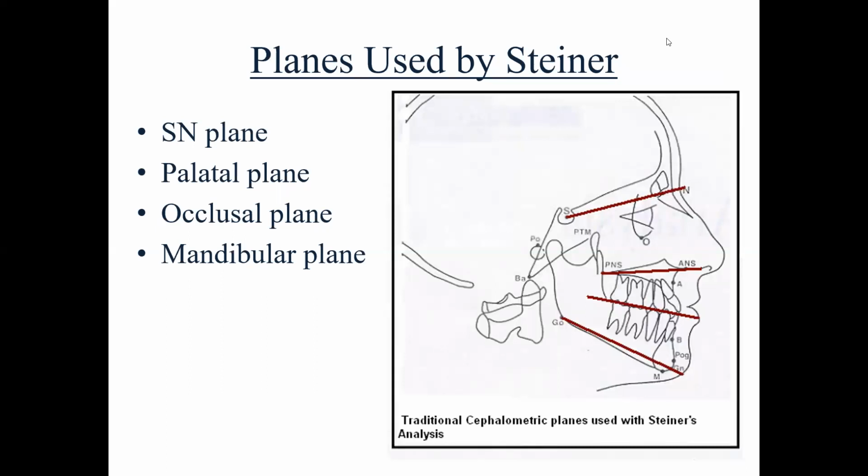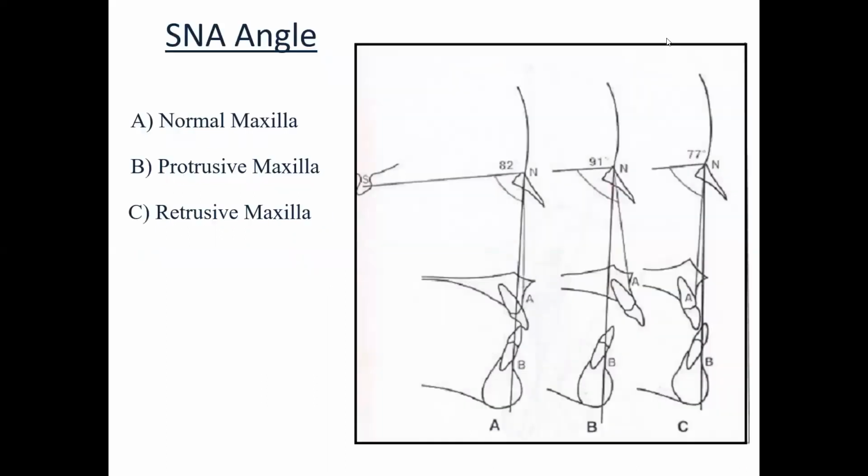These are the planes used by Steiner in Steiner's analysis. There are four planes: SN plane, palatal plane, occlusal plane, and the mandibular plane. Next, coming to the skeletal analysis, the first angle is SNA angle.